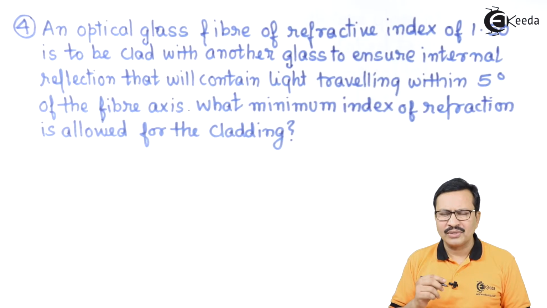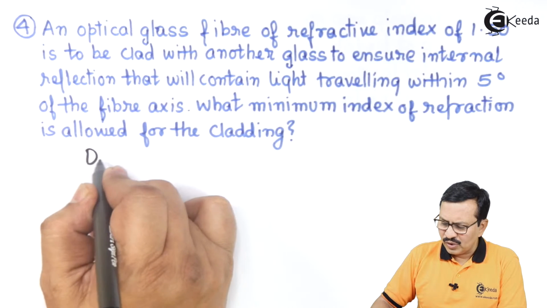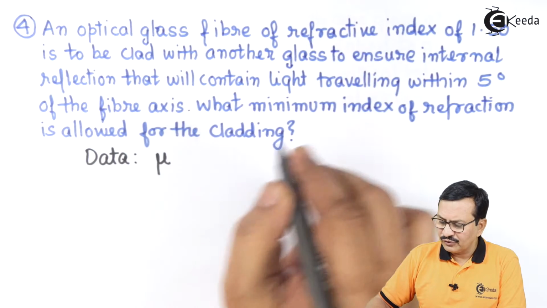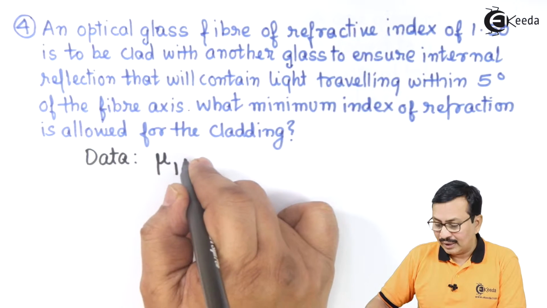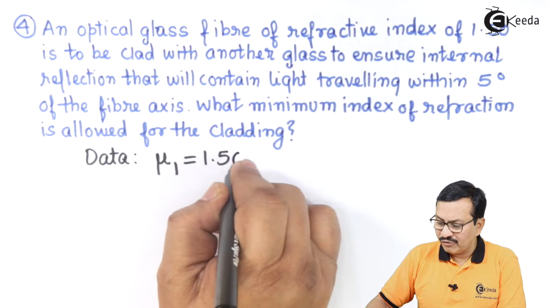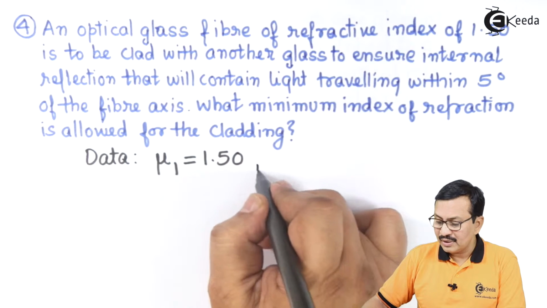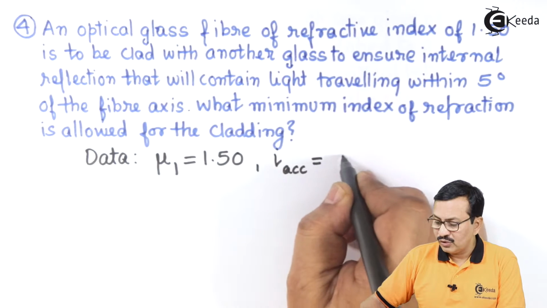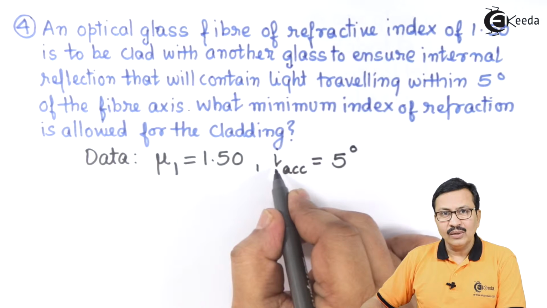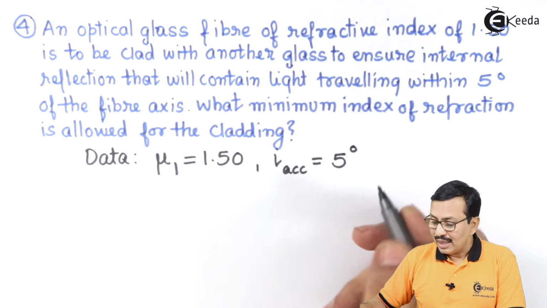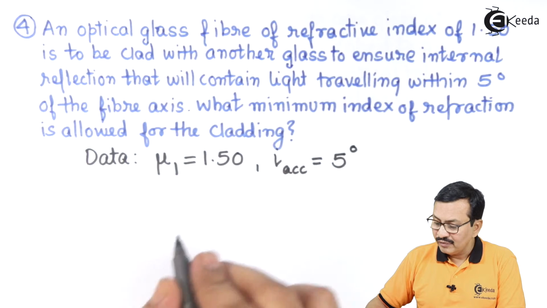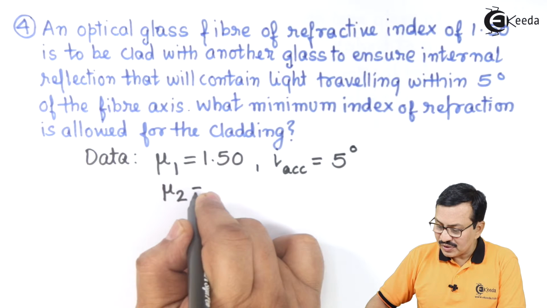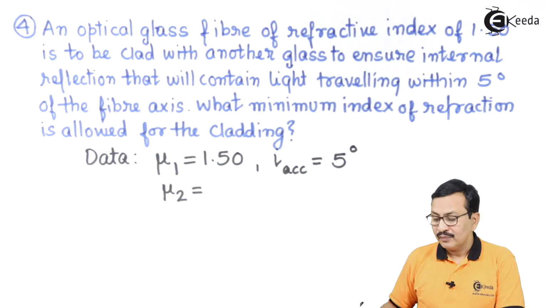First of all, let us look what is the data. The data is the refractive index of the core, which is mu1, which is equal to 1.50. Second is the angle of acceptance, which is nothing but theta ACC, which is equal to 5 degrees. And what we are supposed to find out over here? We are supposed to find out the mu2. So this is the main thing that we have to find out, what is mu2.